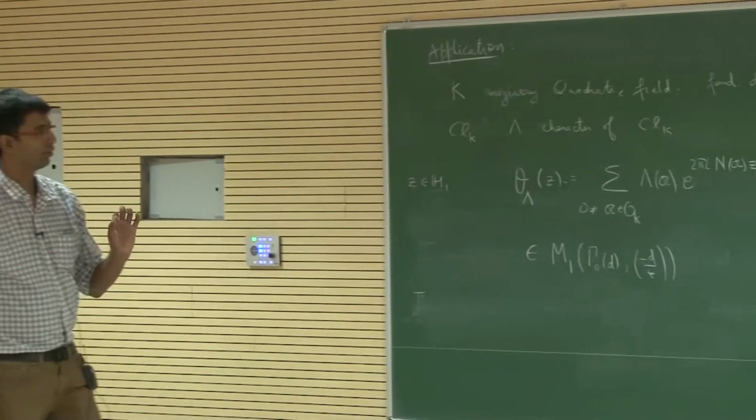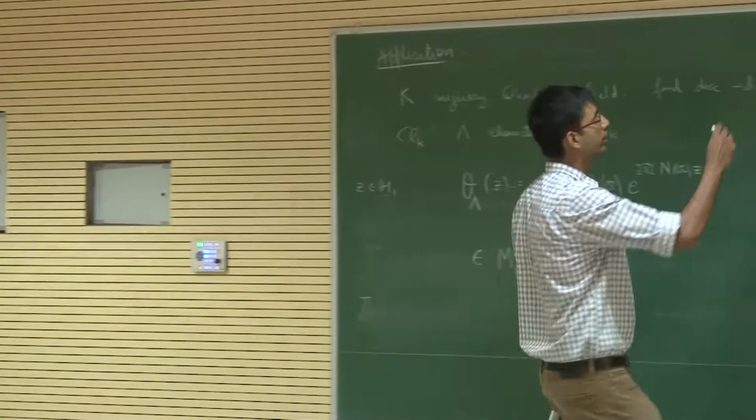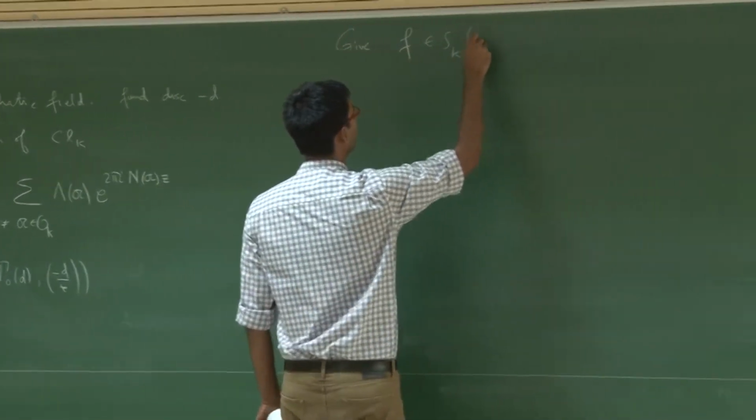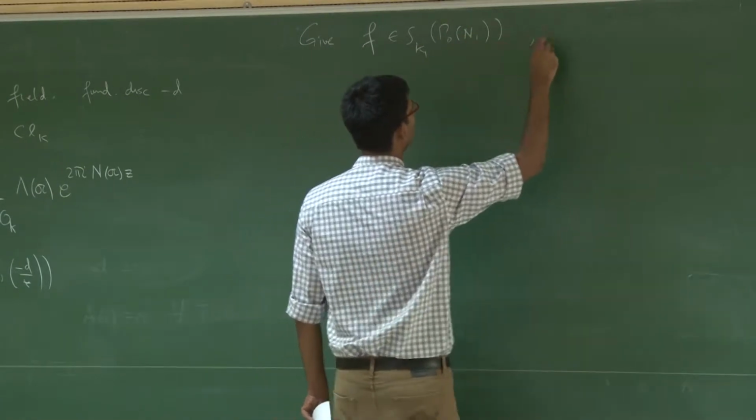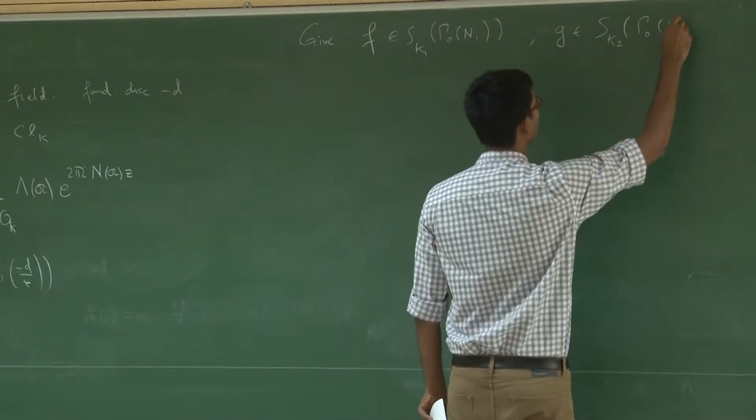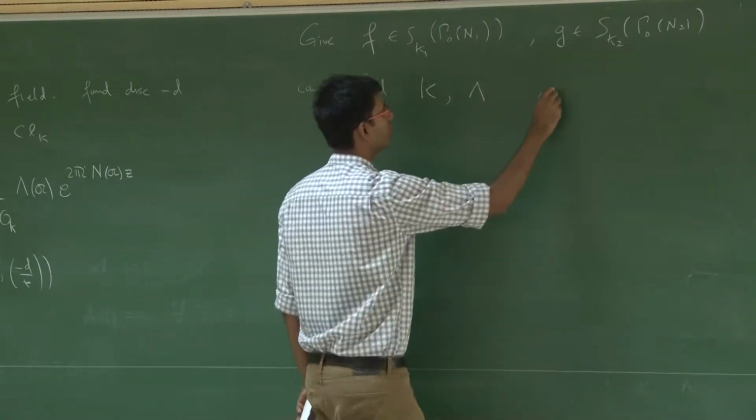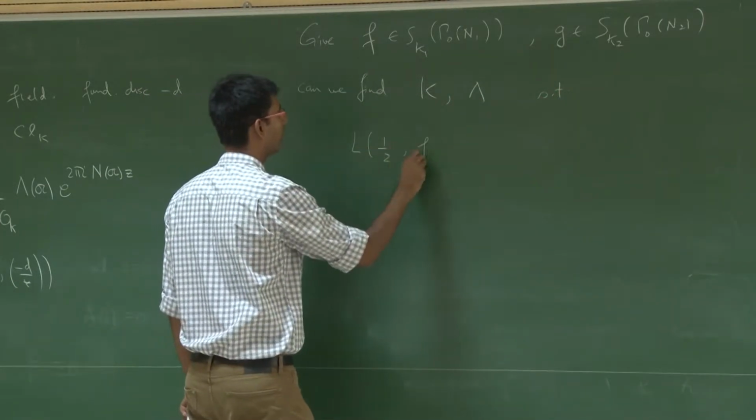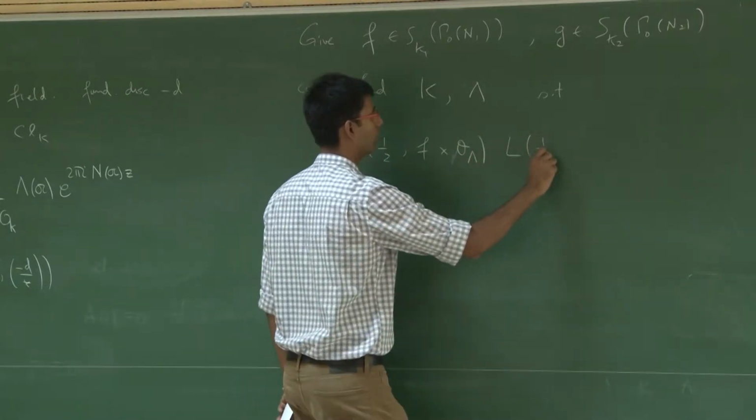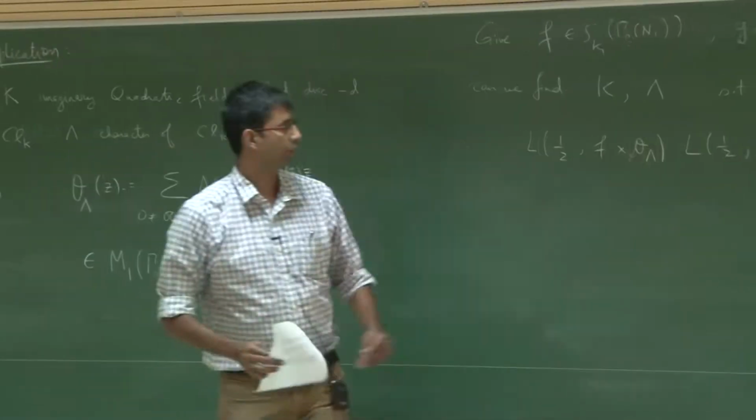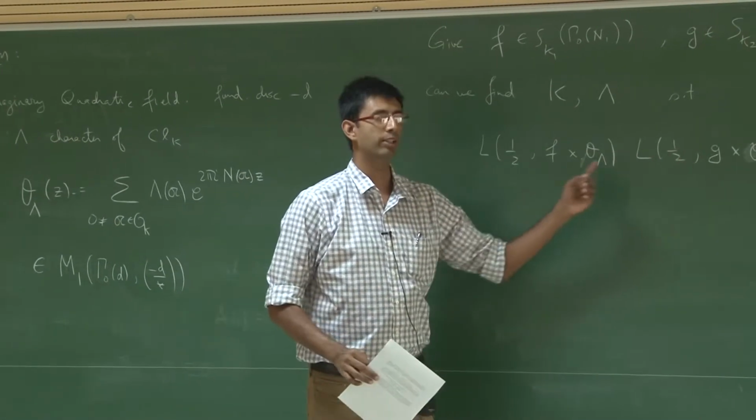And now the question is the following. Given f in S_k1(Gamma_0(N1)) and g in S_k2(Gamma_0(N2)), can we find K and lambda such that the L value at 1/2 is non-zero? So, if this product is non-zero, they have to be simultaneously non-zero.